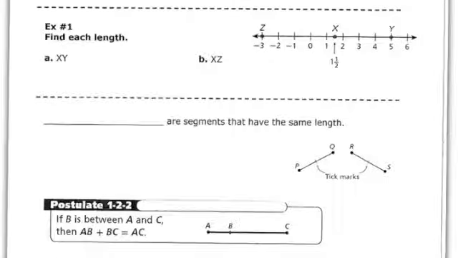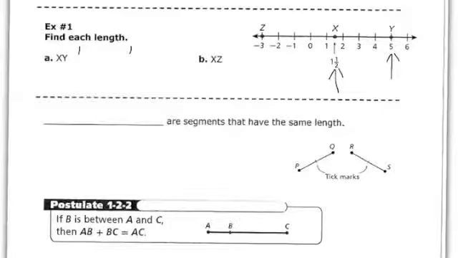Example number 1. It wants you to find the length of each of these segments. The first one is segment XY. We know that X is 1.5, and we know that Y is right here at 5. So we can set it up. Remember, the definition says it's the absolute value of the difference of the coordinates. So let's set up our absolute value.